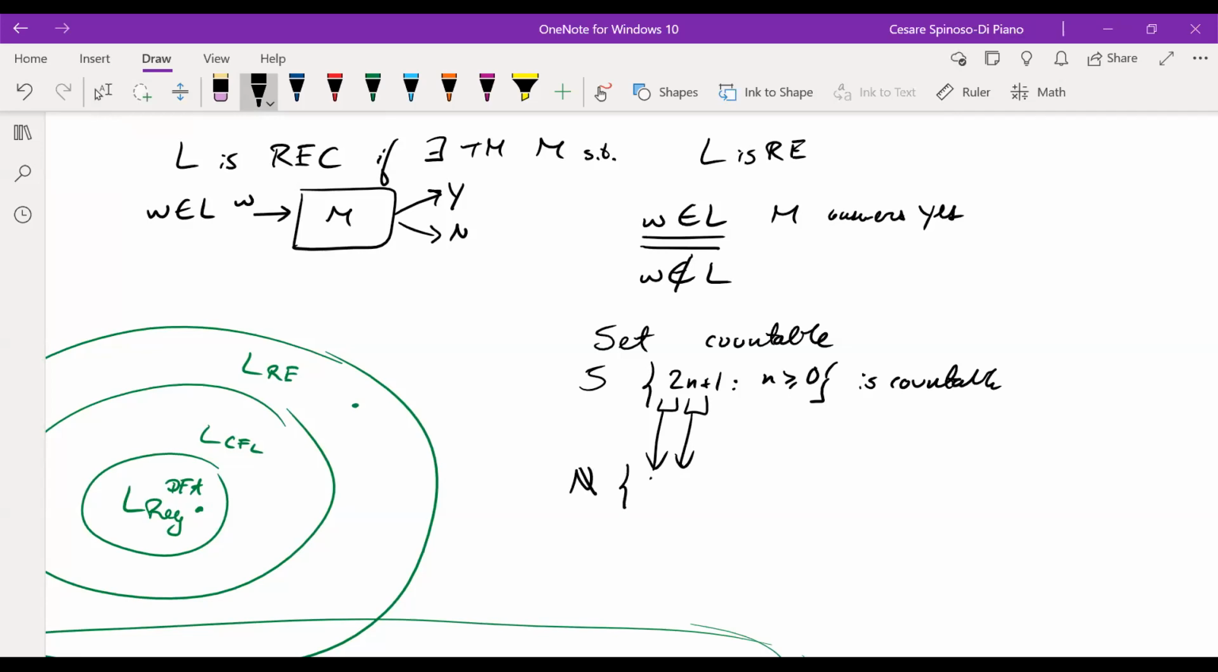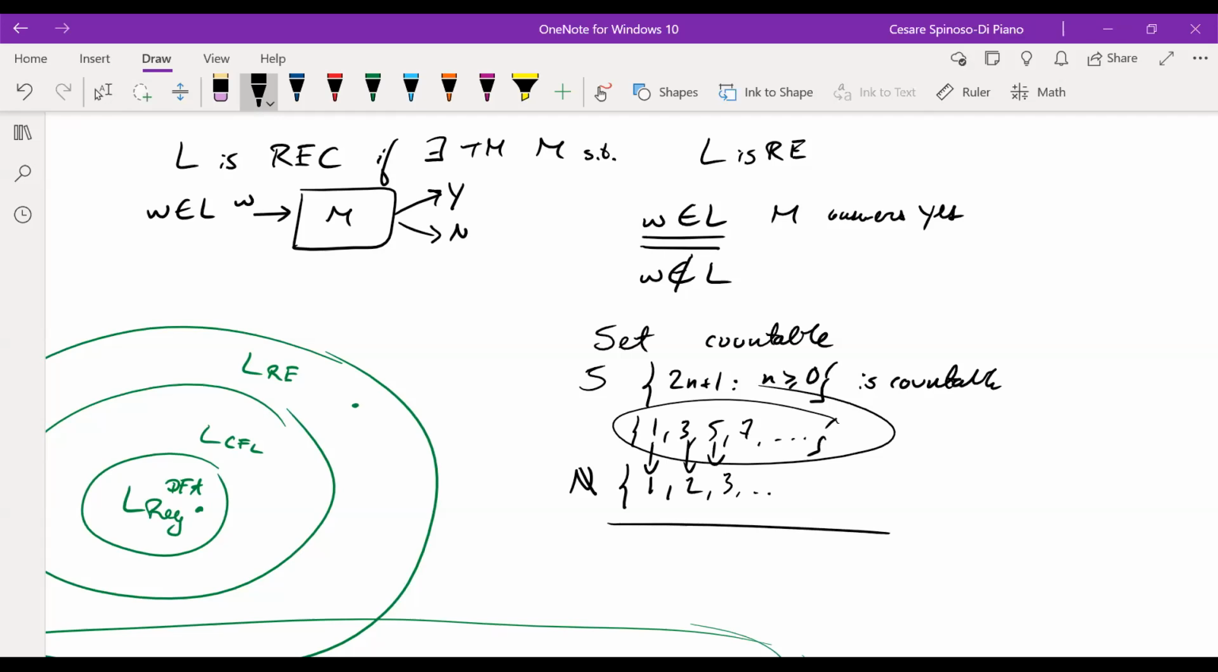So if you start at 1, 1 goes to 1. Let me write this out: 1, 3, 5, 7, and so on. So 1 goes to 1, 3 goes to 2, 5 goes to 3, and so on. So you can enumerate all of the possible elements in S, so S is countable. And the relation, because there's a direct relationship: L is recursively enumerable if there exists an enumeration procedure for all elements in L.